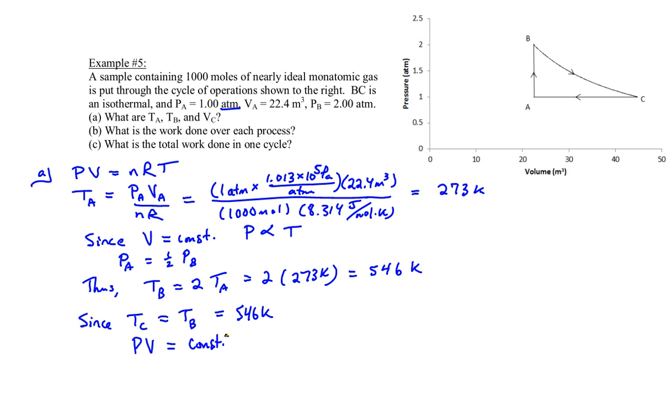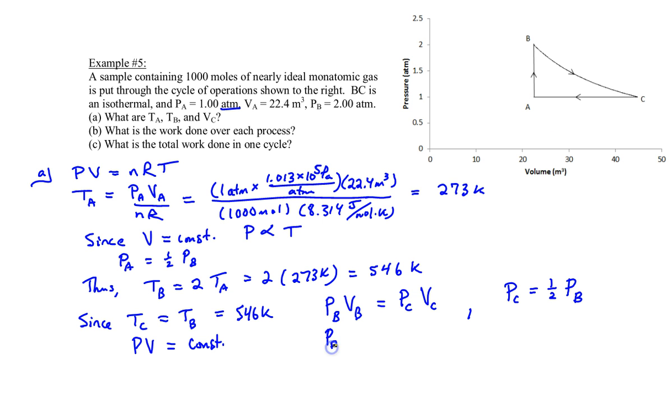So pressure is inversely proportional to volume, or pressure at B times the volume at B is the same as the pressure at C times the volume at C. Now the pressure at C, if you look at it, is half the pressure at B. It's reduced from 2 atmospheres down to 1 atmosphere.